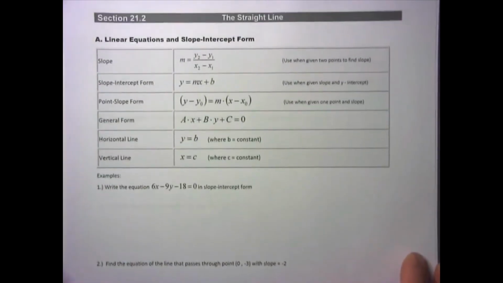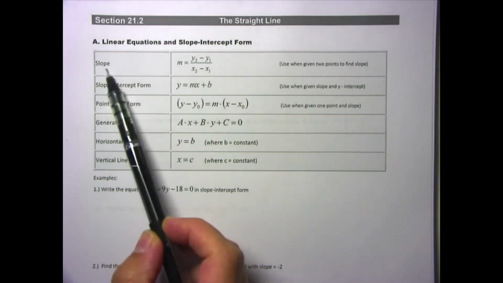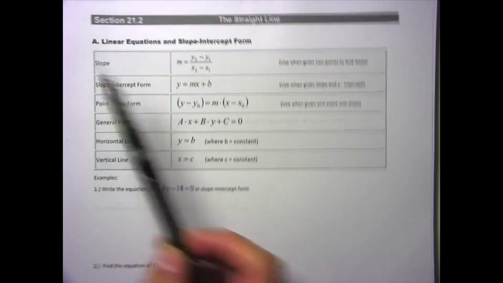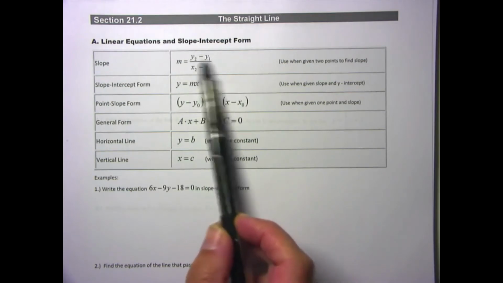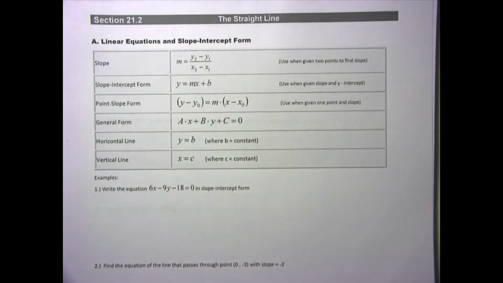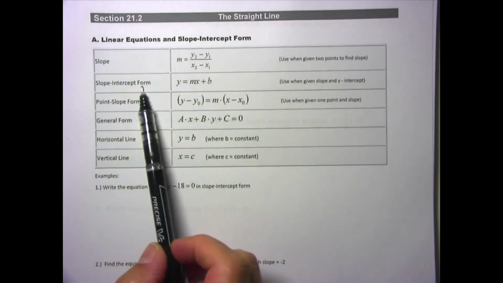All right, in section 21.2, we are just going to continue exploring the straight line. We just talked about the slope. We know that the slope of a line, m, is equal to y2 minus y1 over x2 minus x1, right? Change in y over the change in x, all right?